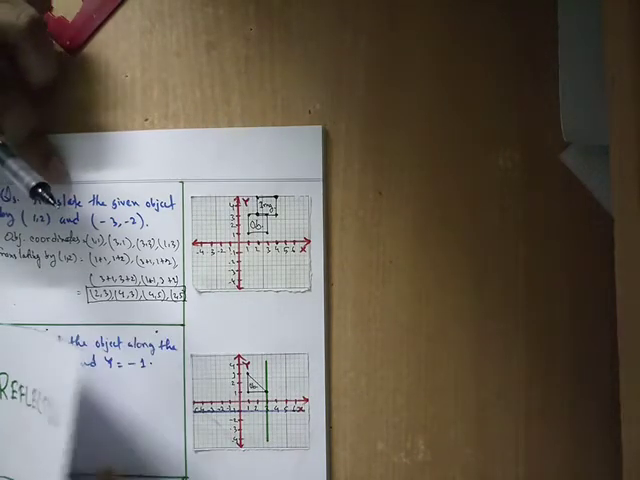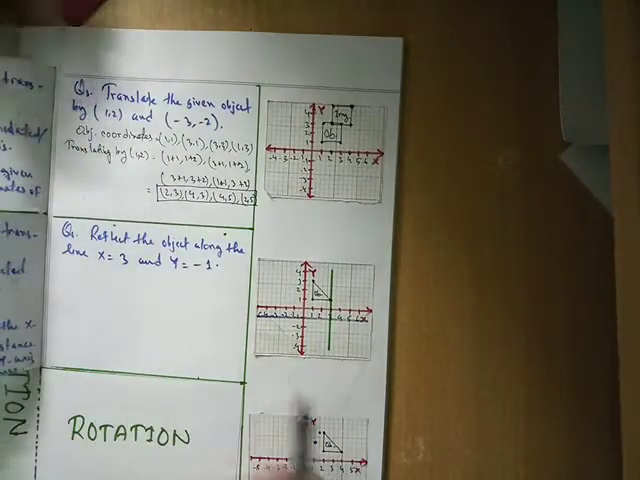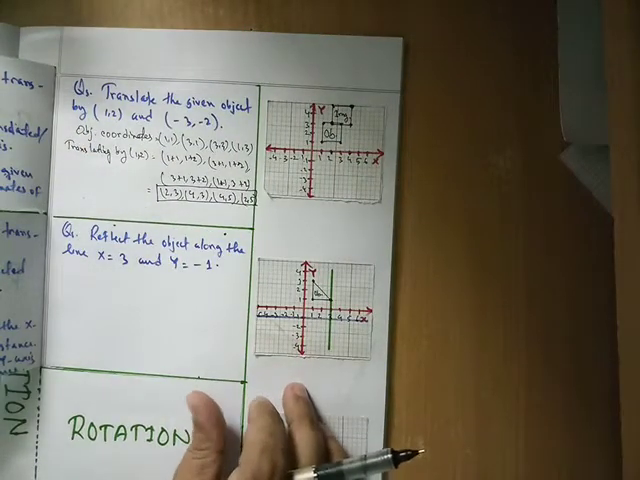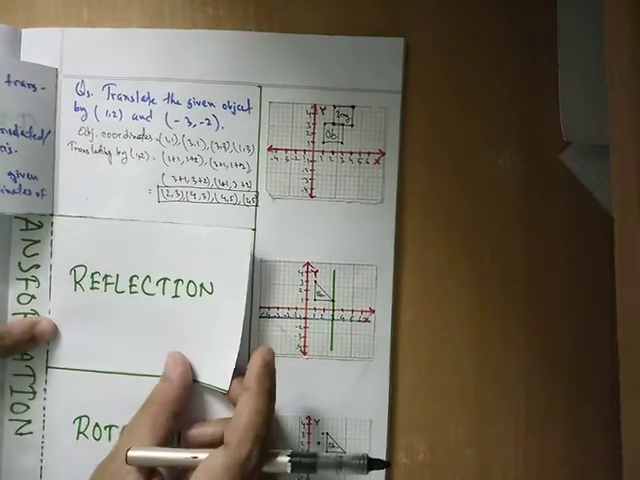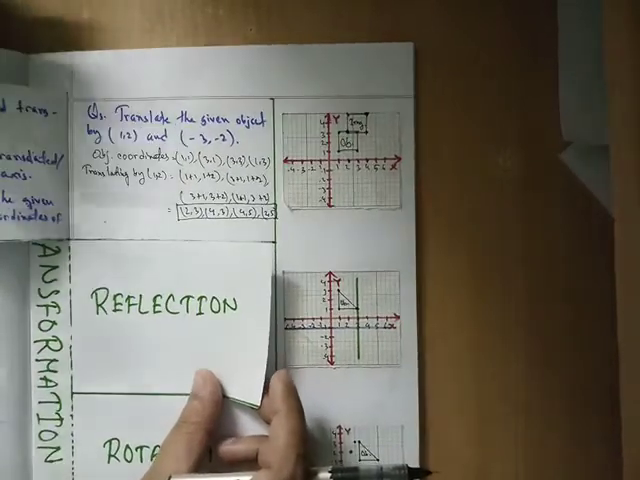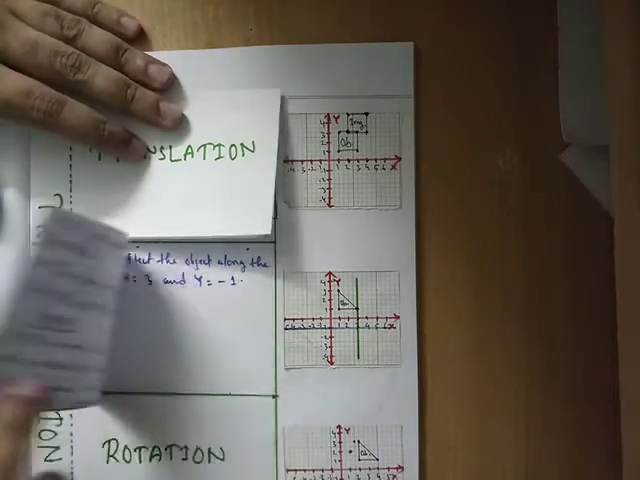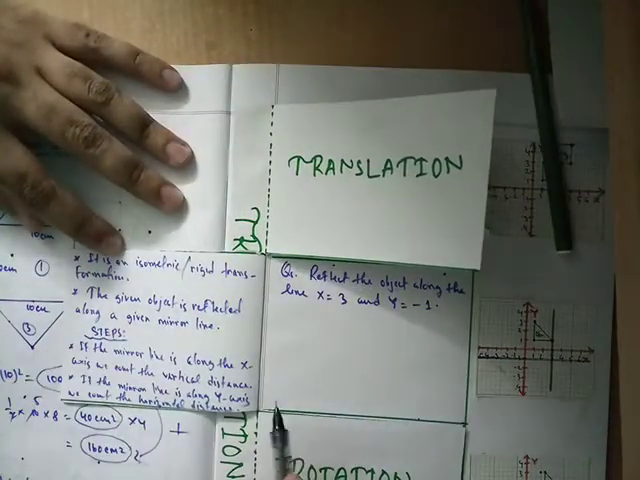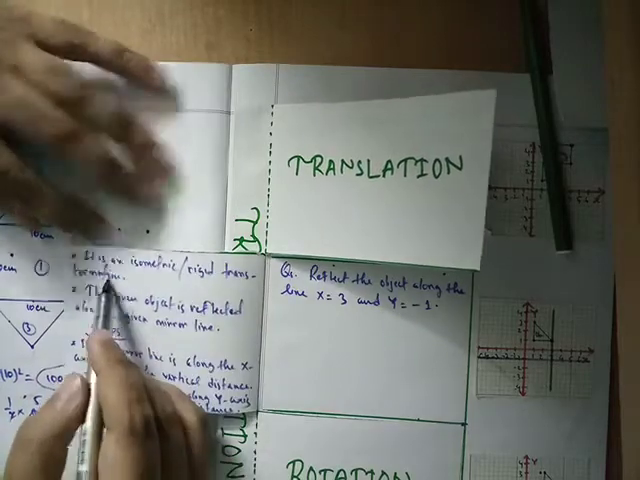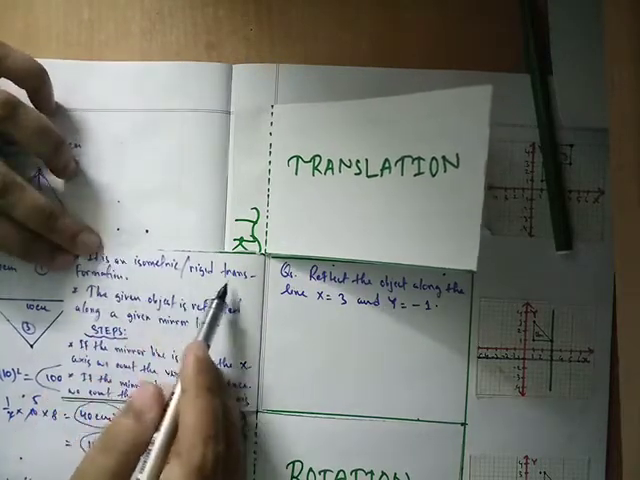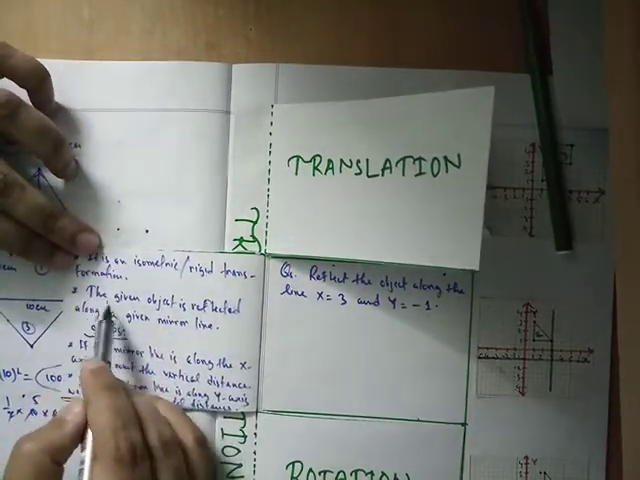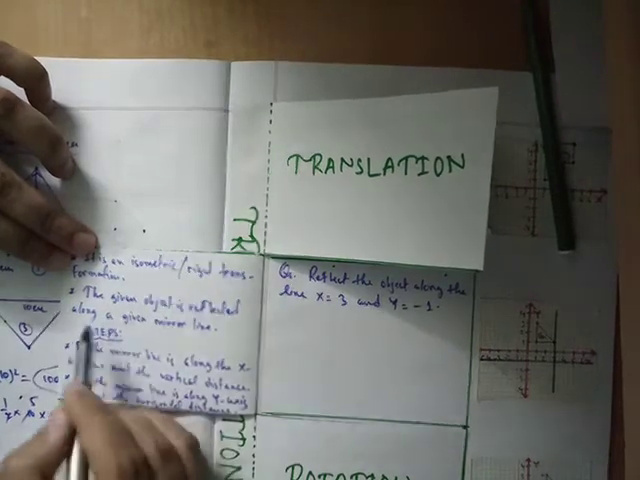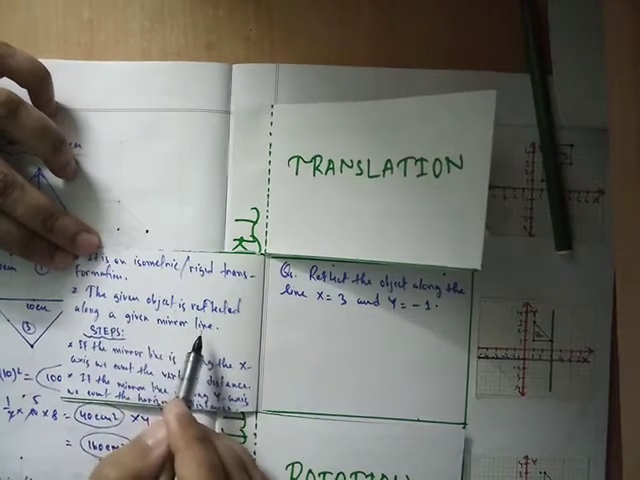Now, the second one is reflection. So, in this cutout, when you fold it open, what you need to write here is, I'm reading it out, so listen very carefully. Number 1, it is an isometric or rigid transformation. Number 2, the given object is reflected along a given mirror line.